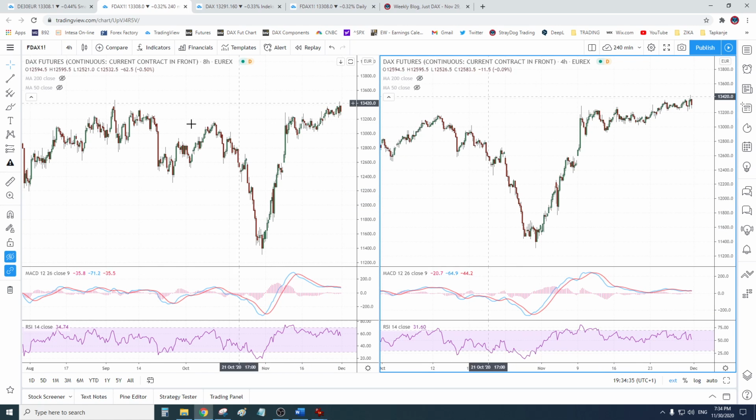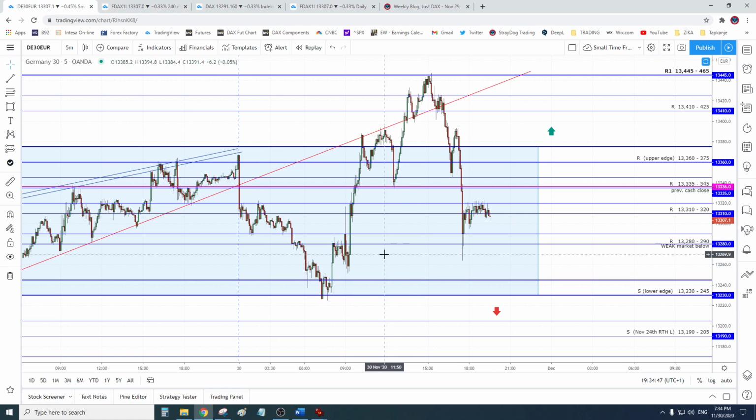This is futures chart. This is 8 hour. This is 4 hour. In both of these charts, we could vividly see here bearish divergence both on MACD and on RSI. Let's go on the CFD zones chart.